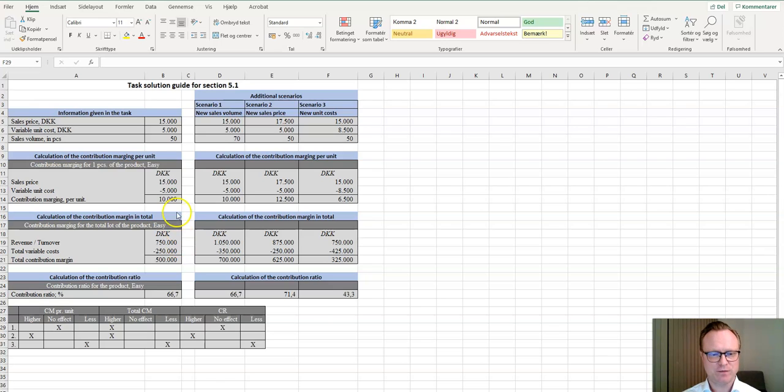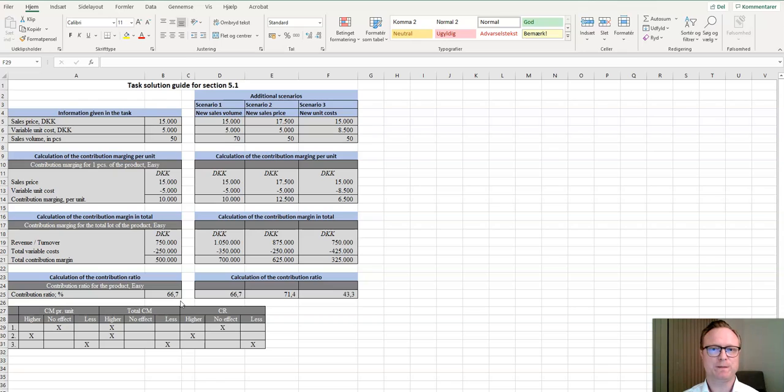Good. From these two, we can now calculate the contribution ratio. The contribution ratio shows us the share, given in a percentage, which is left when we have paid for the variable cost. So this is the share of the selling price that is left when we have paid for the variable cost related to selling the product. In this case, it is 66.7%. So the 500,000 is 66.7% of the selling price. Good.